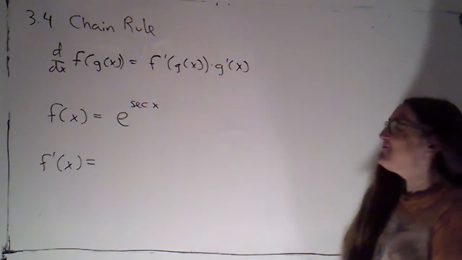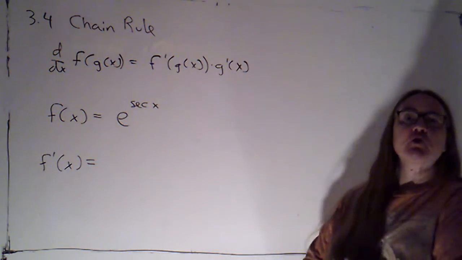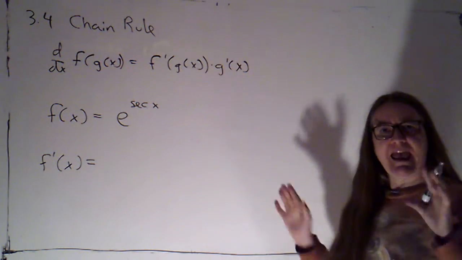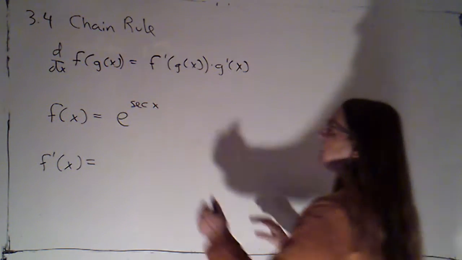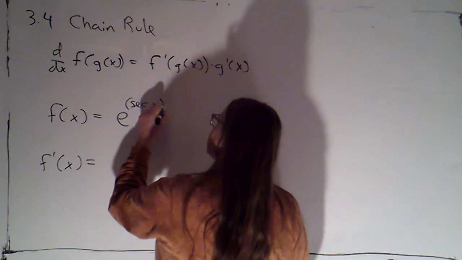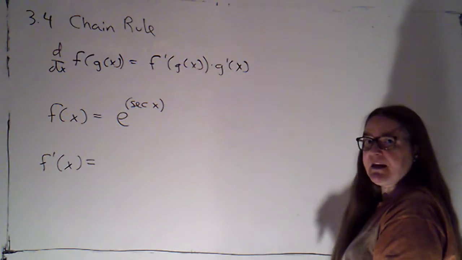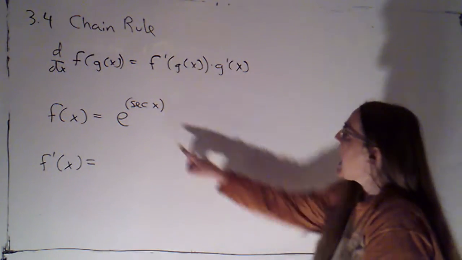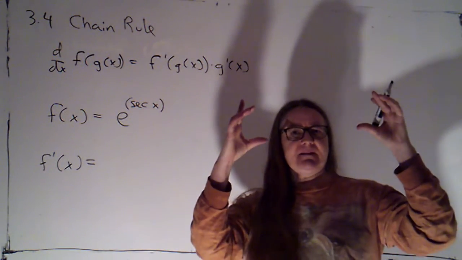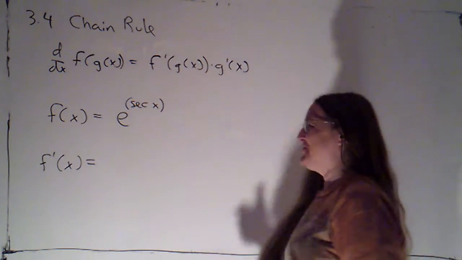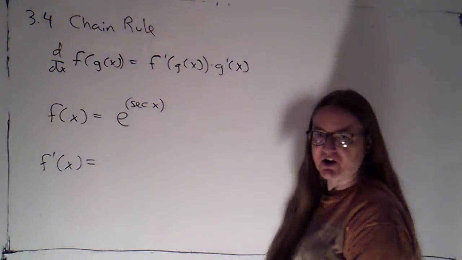All right, welcome back. As I said, I want to work through this one twice. Let's work through it first without going to the u's. Notice secant of x is in the exponent position. That's my input to the exponential function. I may want to put that in parentheses just to give myself a visual cue. That's the inside part.